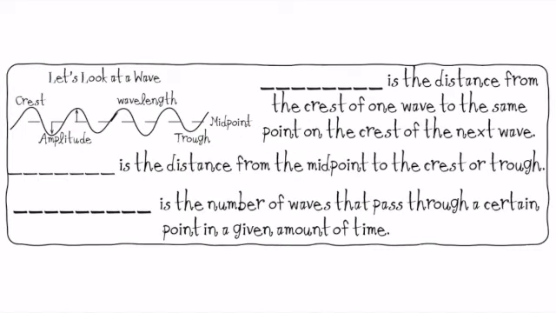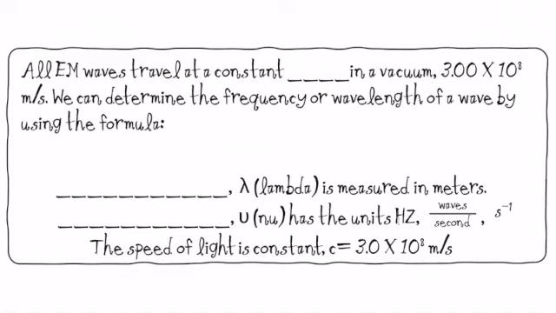Let's look at a wave. The wavelength is the distance from the crest of one wave to the same point on the crest of the next wave. The amplitude is the distance from the midpoint to the crest or trough, and the frequency is the number of waves that pass through a certain point in a given amount of time. All electromagnetic waves travel at a constant speed in a vacuum, 3.00 times 10 to the 8th meters per second.